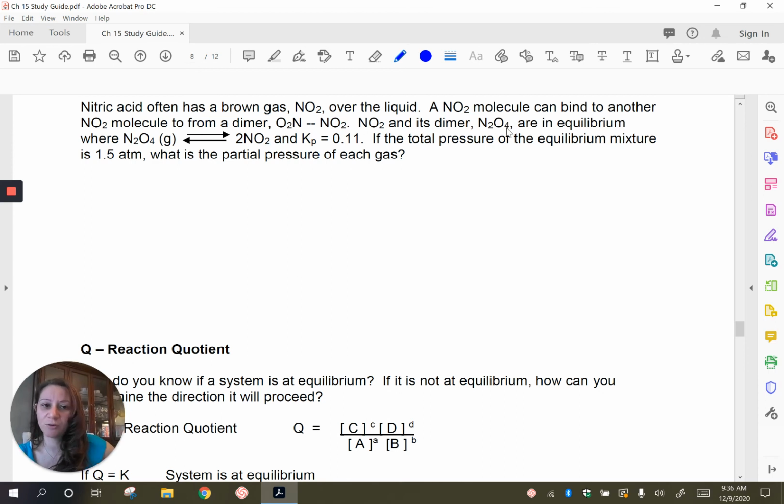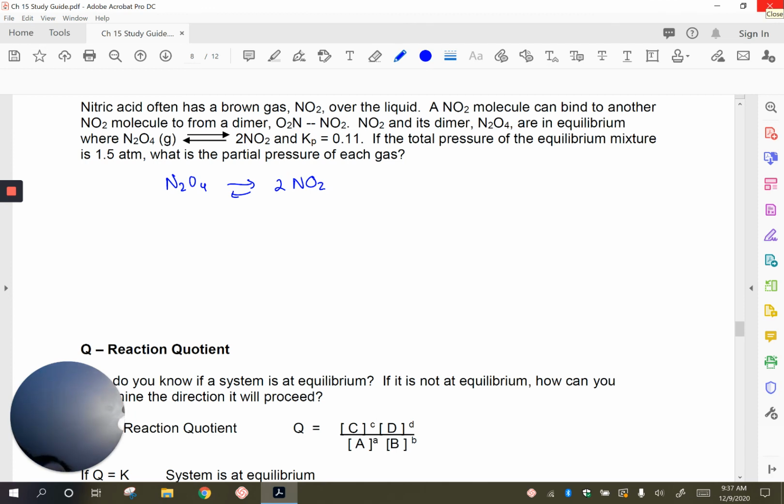NO2 and its dimer, N2O4, so when you put 2 together you form N2O4, are in equilibrium, where N2O4 gas is in equilibrium with 2 NO2. So for every one of these, that decomposes to form 2 NO2s. 2 NO2s combine together to form that dimer. And they give us Kp. They tell us if the total pressure of the equilibrium mixture is 1.5 atm, what is the partial pressure of each gas? So our reaction is N2O4 yields 2 NO2s.